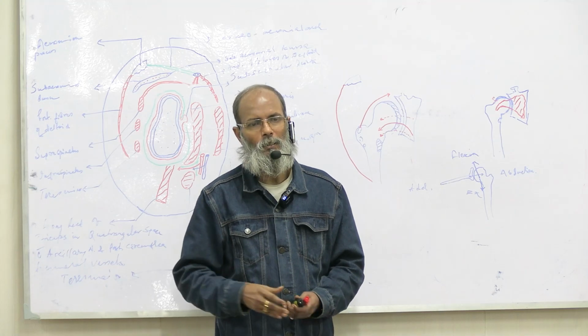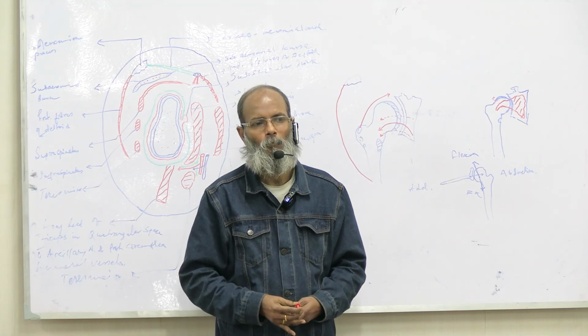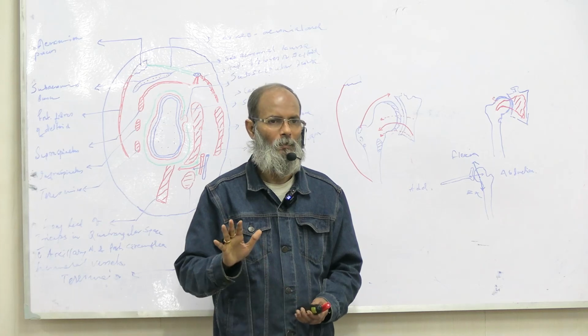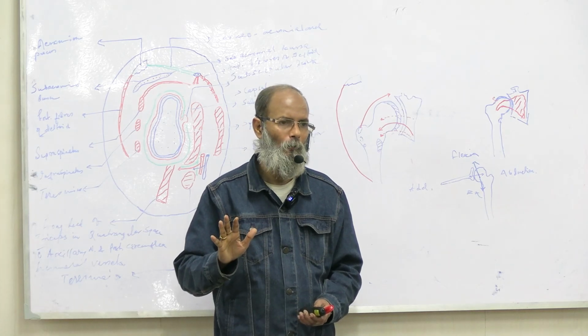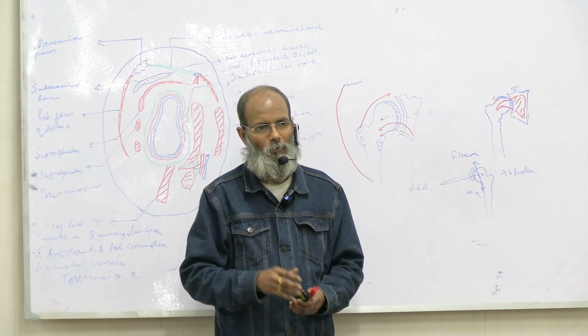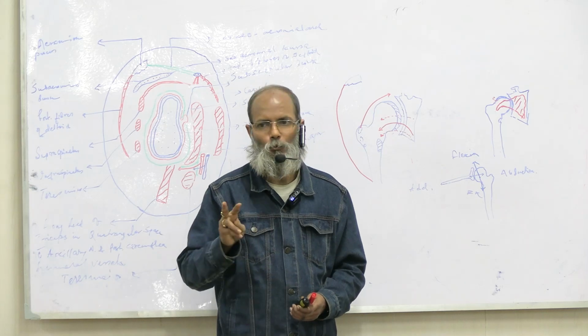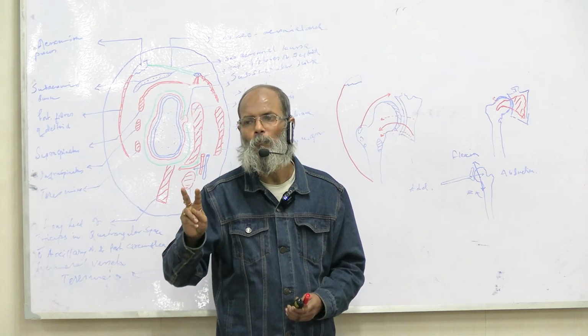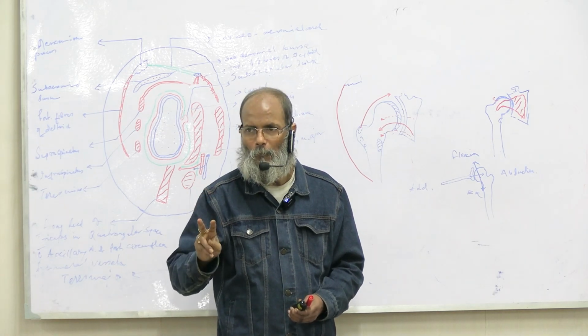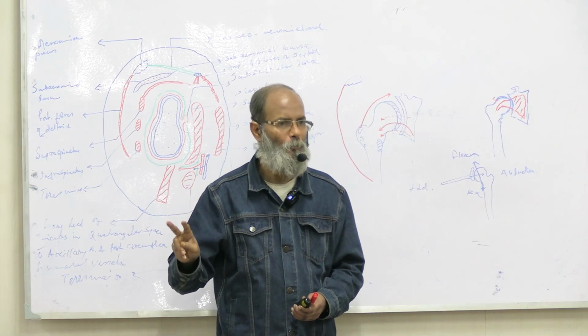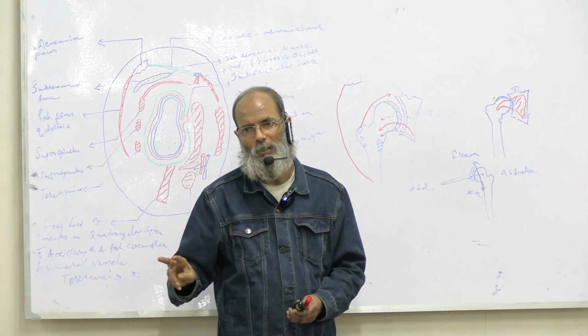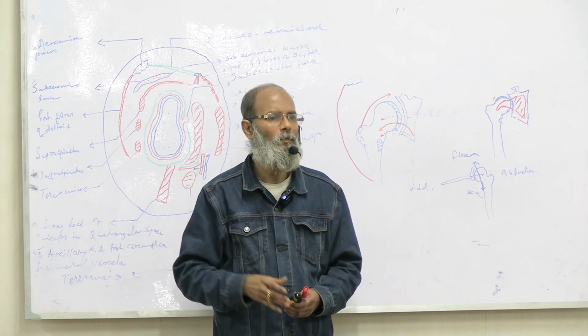Now abduction is 5 muscles. You should remember abduction is important. Deltoid and supraspinatus, these two are the prime movers for abduction. Alright. Synergists are infraspinatus, teres minor.